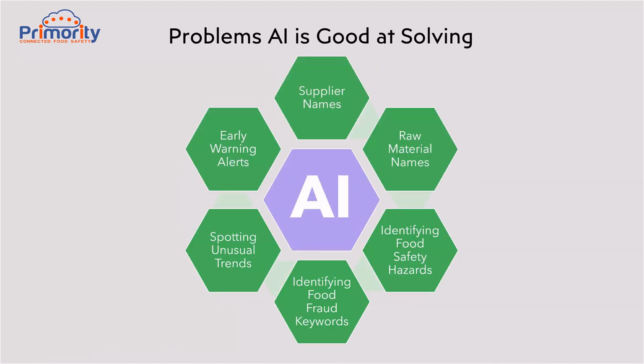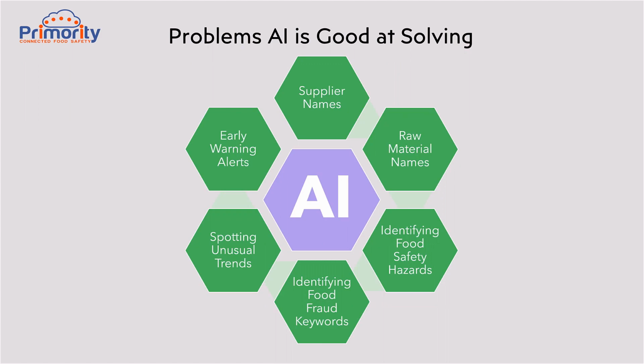Some of the problems that AI is good at solving: it's good at recognizing things like supplier names, raw material names, identifying food safety hazards. These are all pretty straightforward problems to solve, but it's making sense of it all at the end, identifying food fraud keywords, spotting unusual trends, and all of this can be used to generate early warning alerts. There are tools out there which will use predictive analysis. How good they are remains to be seen.